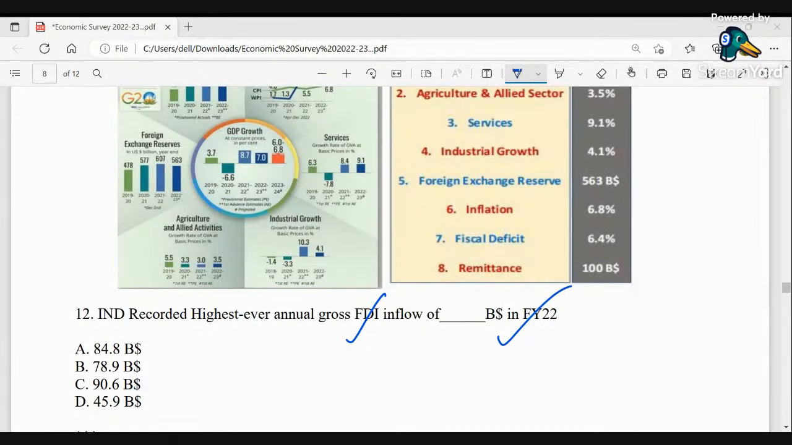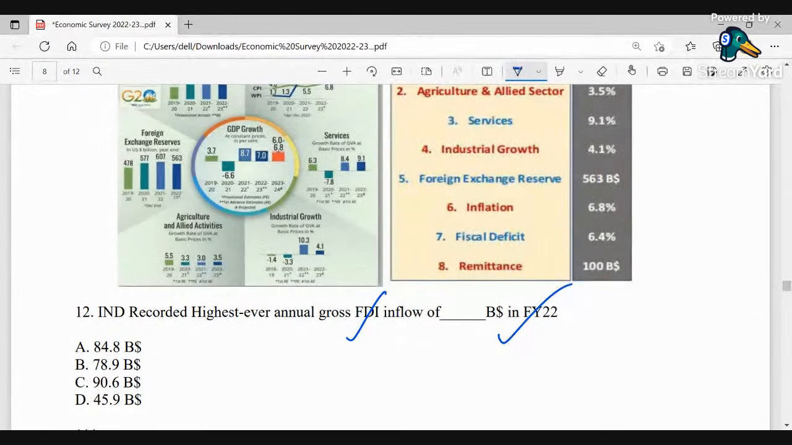Question number 12, has anyone said? India recorded highest ever annual growth FDI inflow. So what will the FDI inflow in billion dollars be in financial year 22?